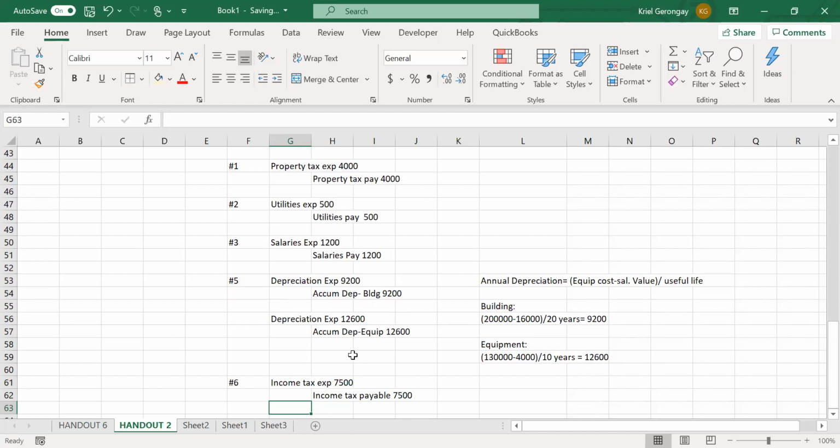Does everyone know the basic adjusting journal entry accounts or entries?